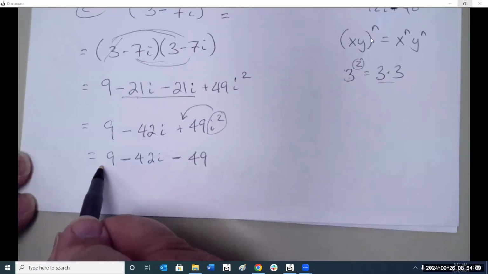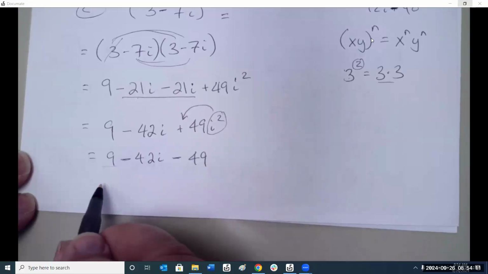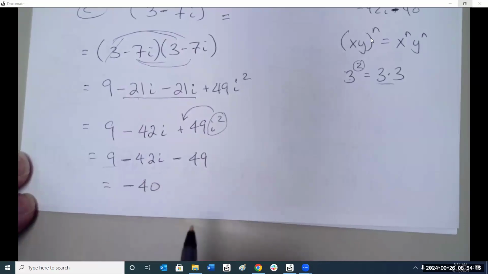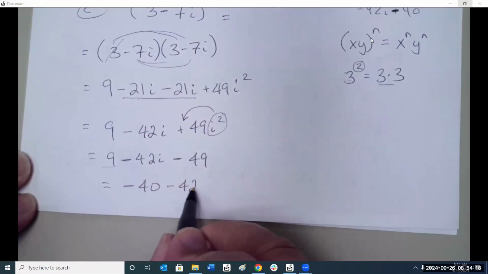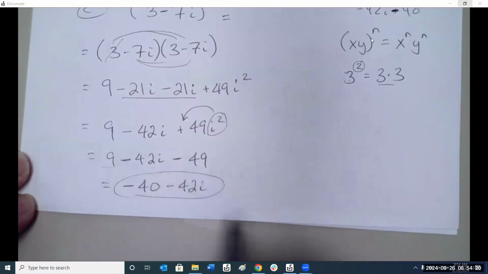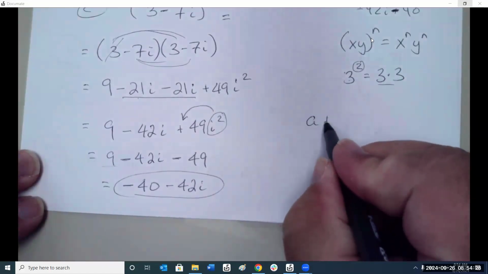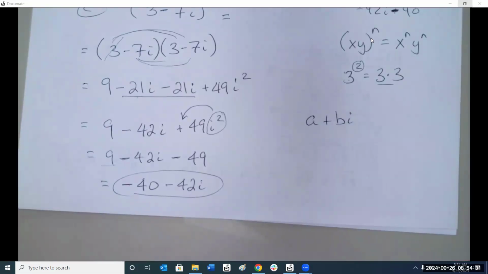Combine like terms, positive 49 minus 49, negative 40 minus 42i. And there's your answer. Has to be in that order too, because remember, complex numbers are in this form. So far, so good.